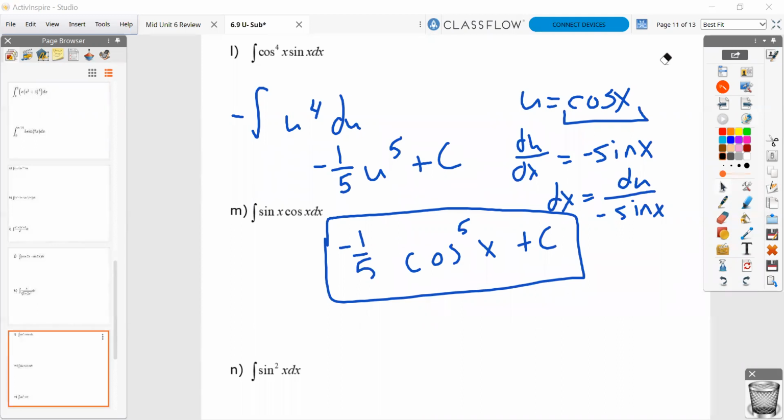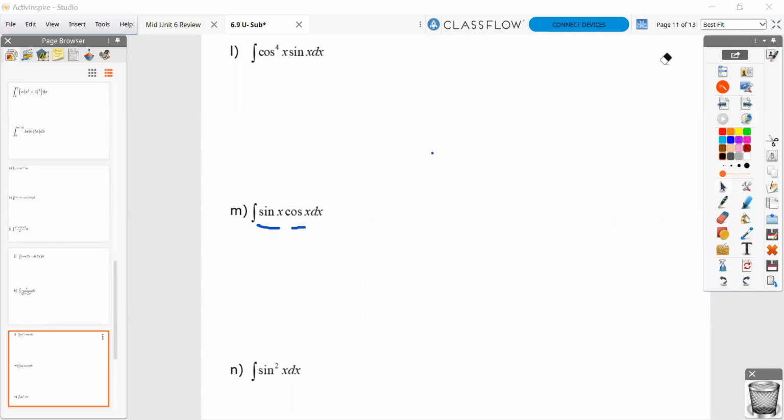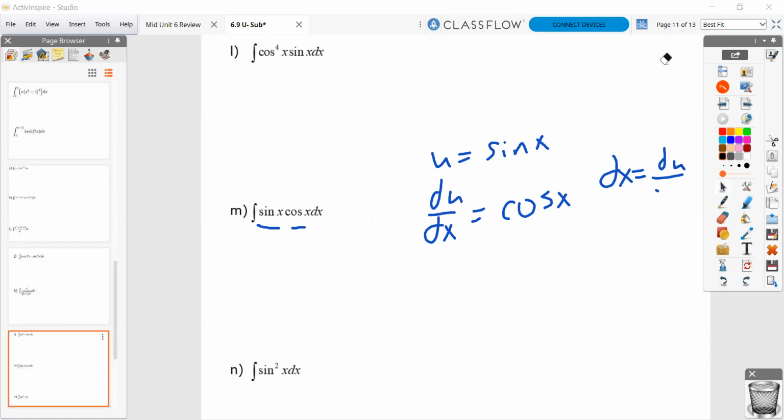Next one is kind of dealer's choice on which one you want to use u-sub. I'm going to use sine this time just because it's a cleaner du/dx, right? It'll just equal cosine. And then that means that dx is equal to du over cosine of x. So we'll cancel out that cosine really quick. This just gives us the integral of u du, which again, we're undoing a power rule here. This gets us a 1/2 u squared plus c.